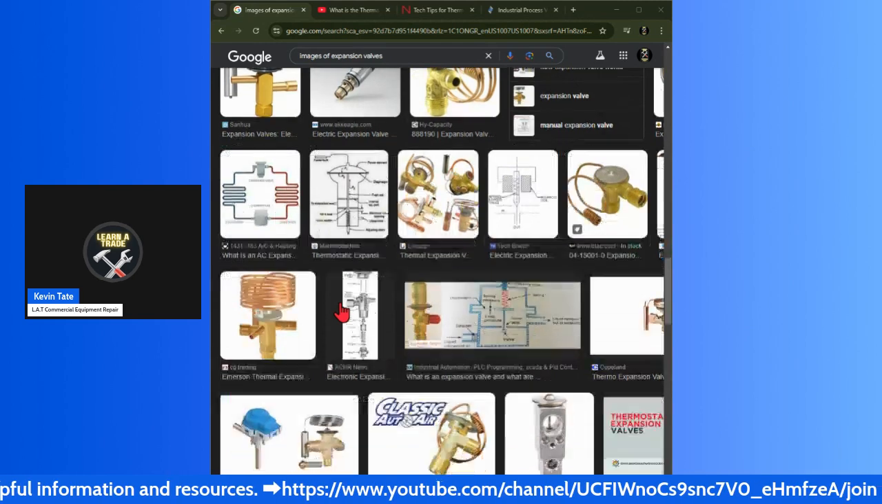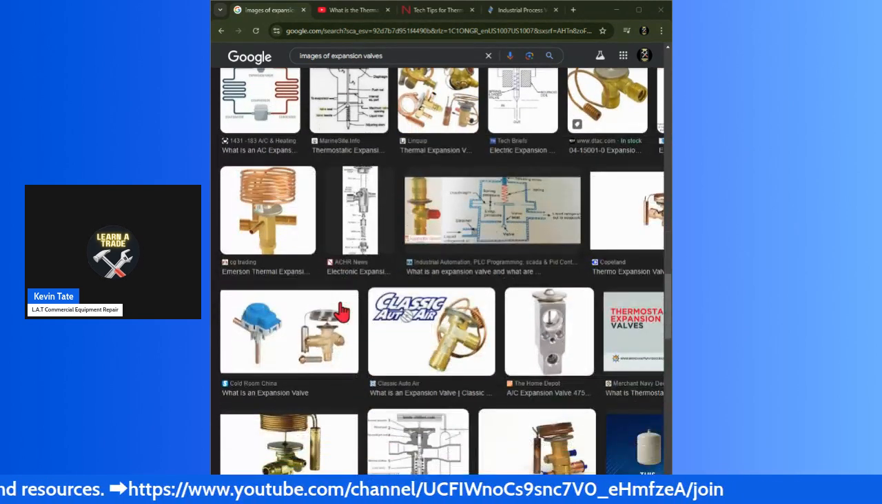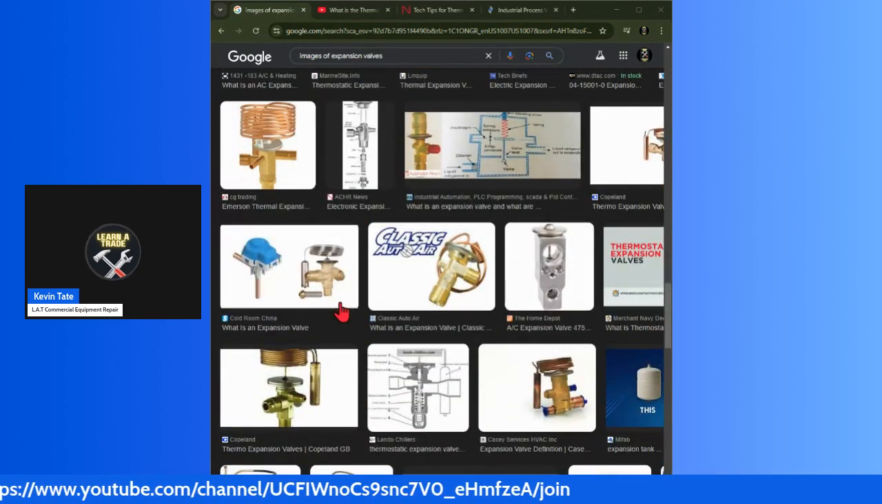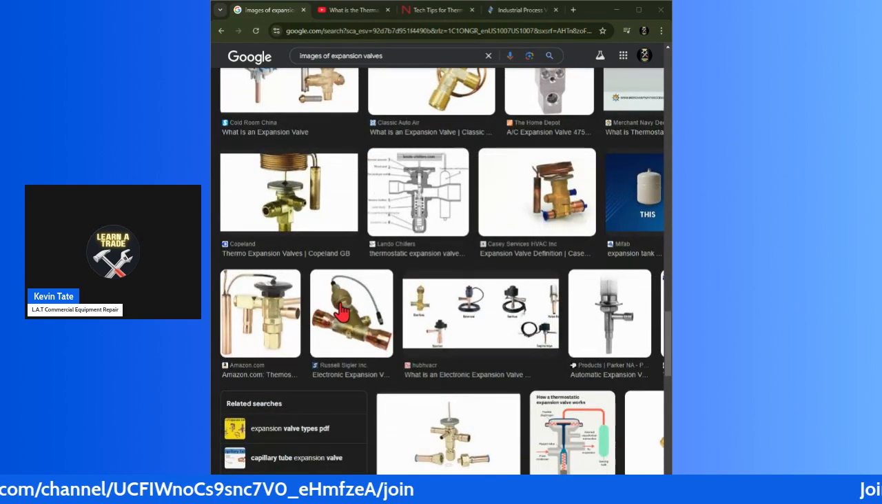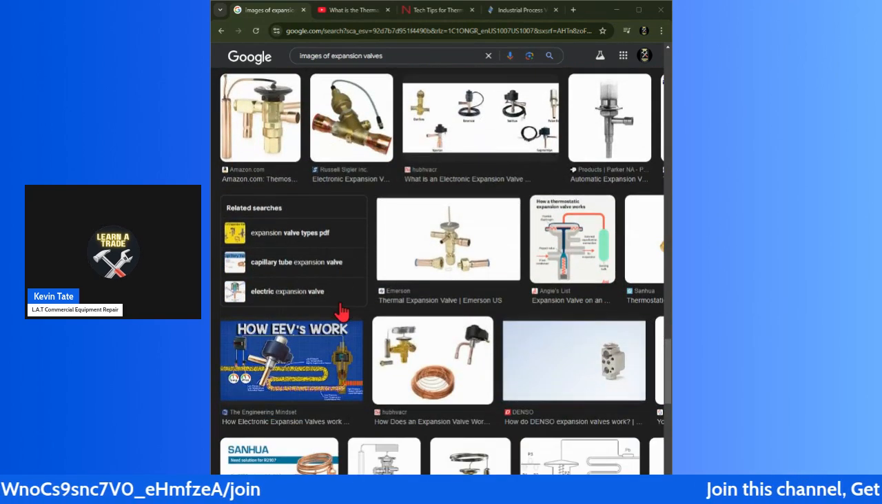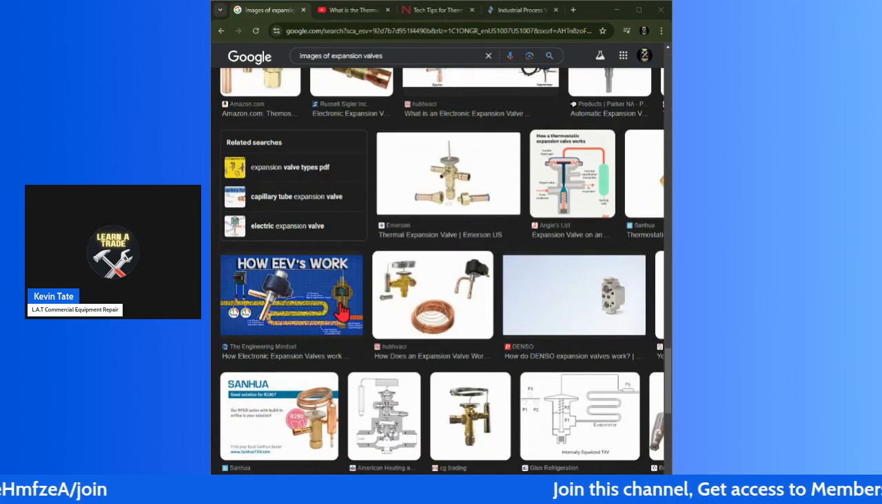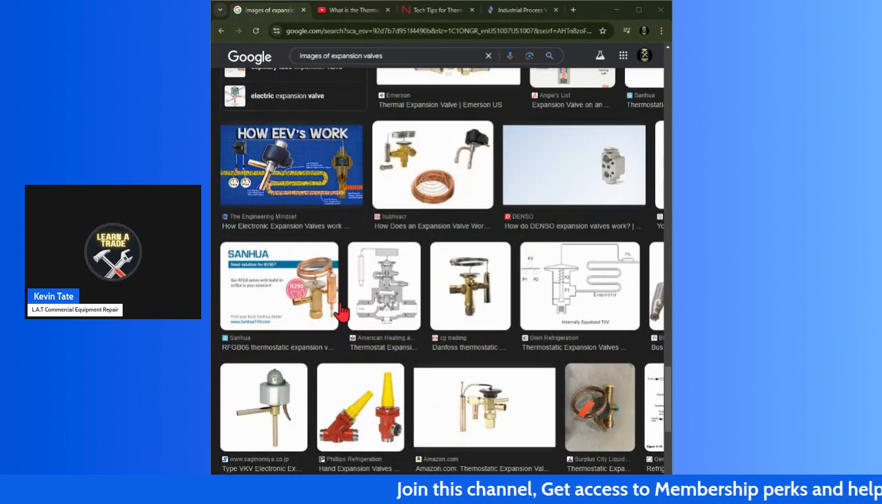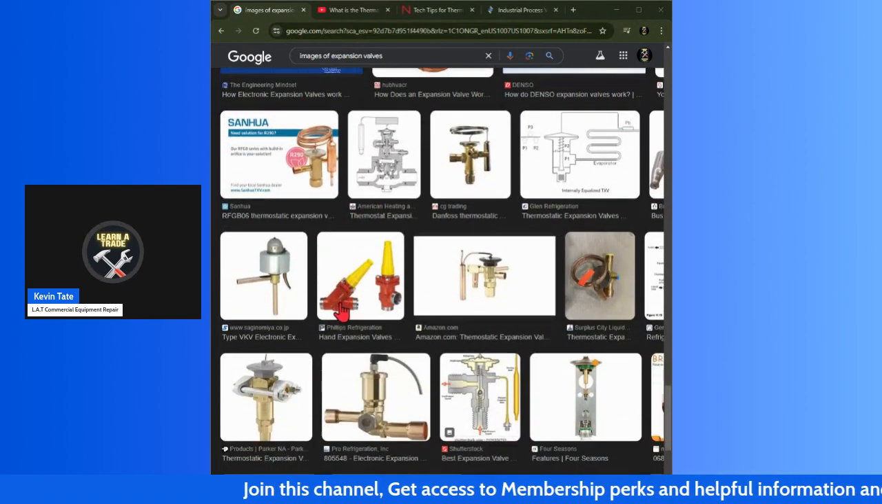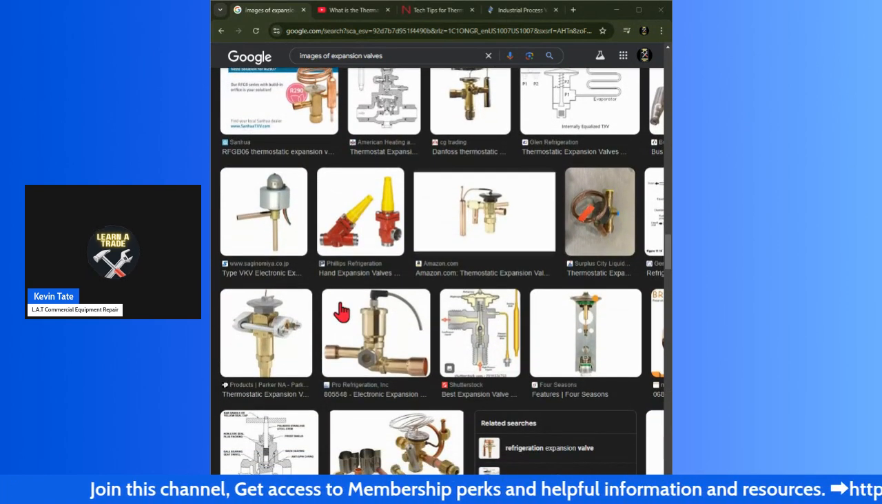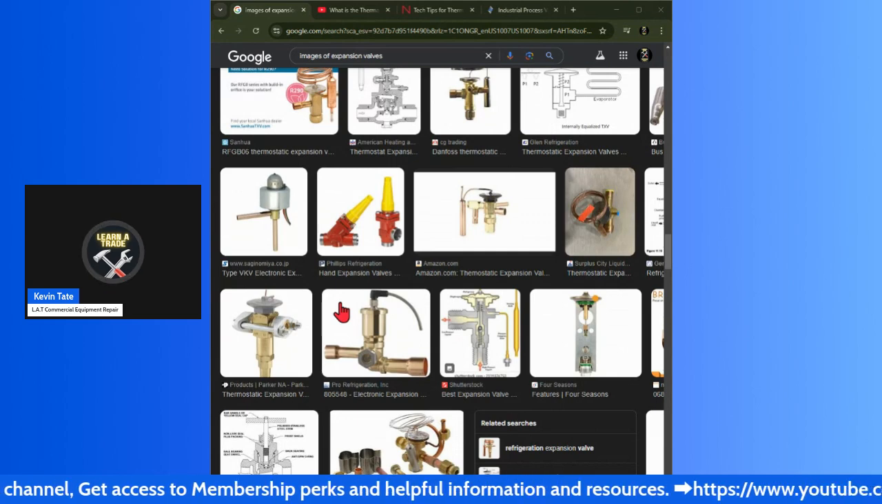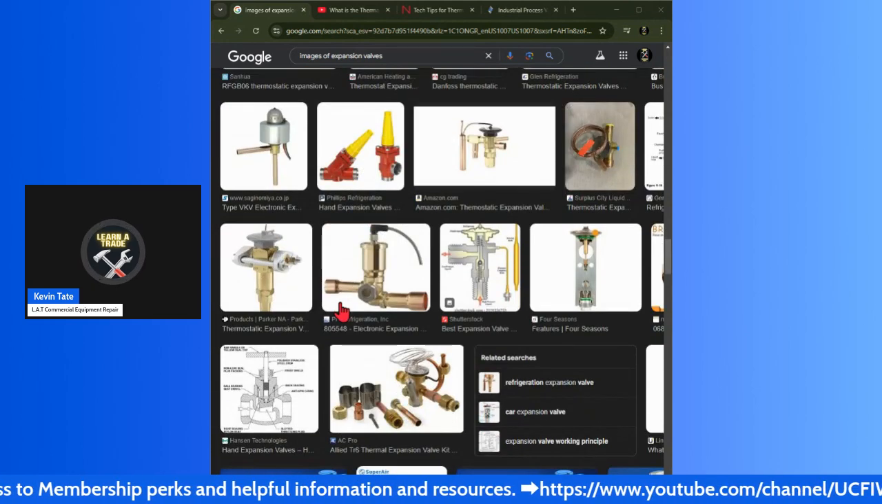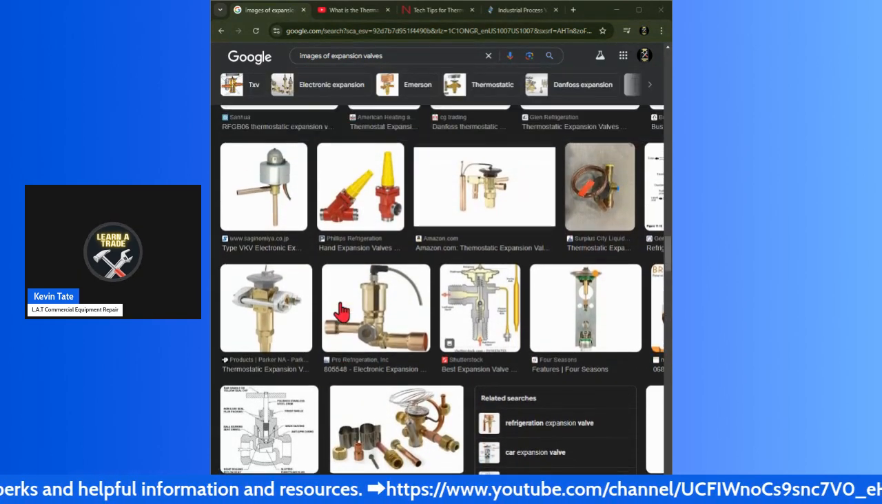As you can see, there's a few images of different style expansion valves, just so you can get accustomed to how they look. And for the more seasoned service providers and technicians out there, you more than likely have run across most of these already.